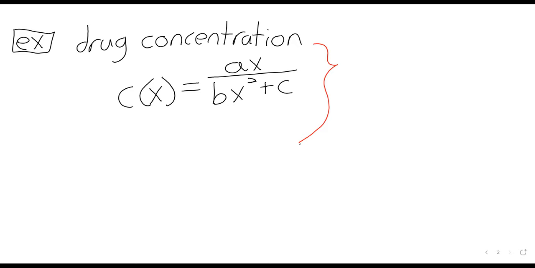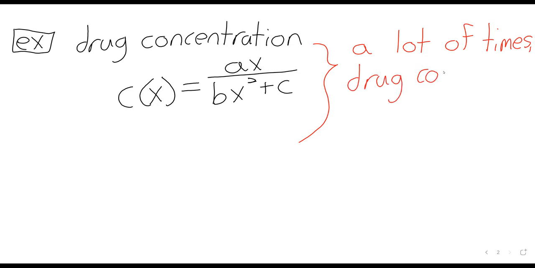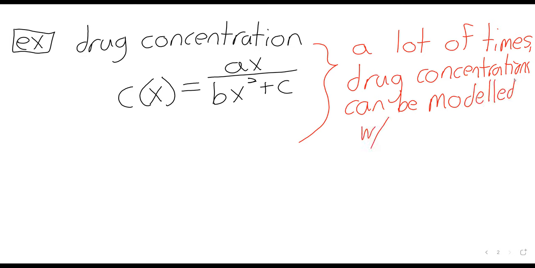There's no one-size-fits-all rule with mathematical modeling. I'm not going to say that this is some kind of absolute, but a lot of times drug concentrations can be modeled with an equation that looks like this. And what do I mean, drug concentrations?